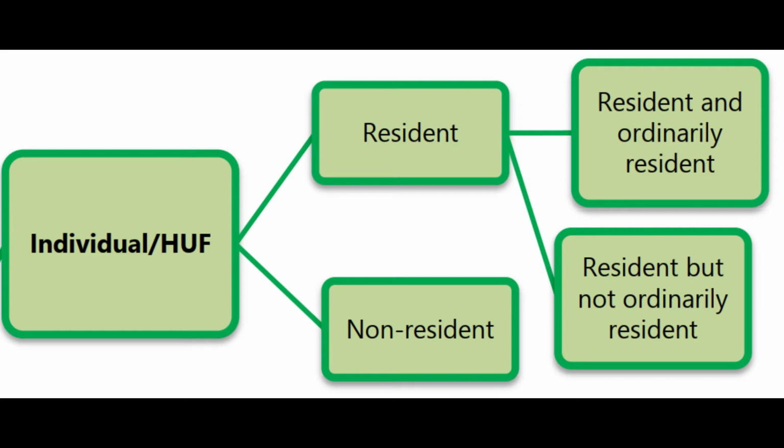First category is resident and ordinarily resident. Second category is resident but not ordinarily resident. Third category is non-resident. So as the flow chart, if you go to the diagram of chapter overview, that tells us very clearly what residential status an individual or HUF can have. What kind of residential status can they have?